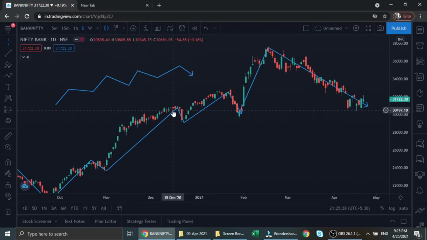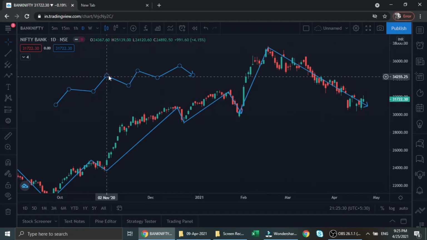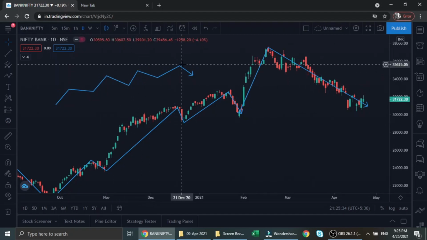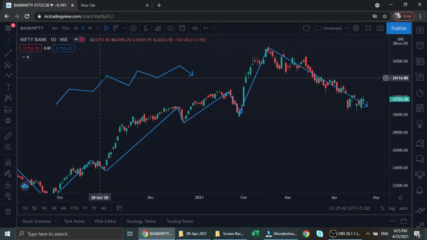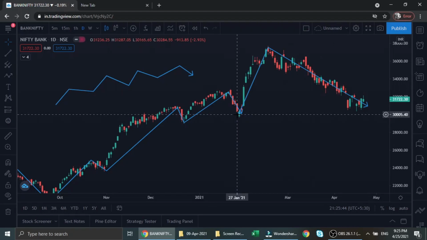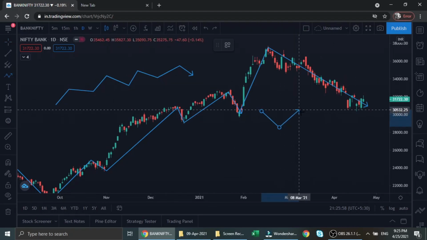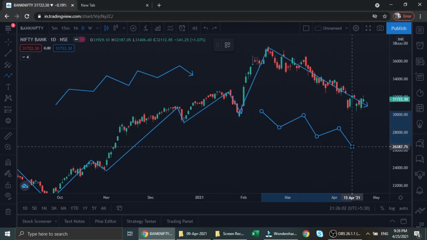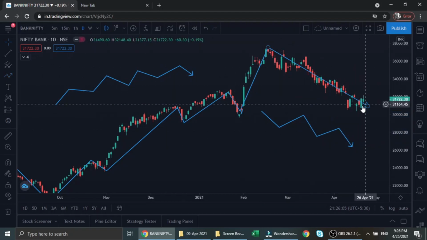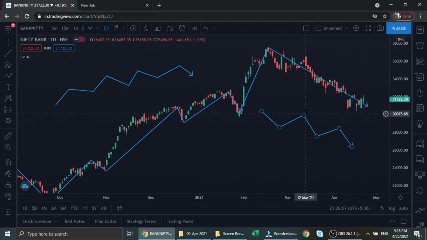This one swing itself is equal to higher highs and higher lows of the lower time frame. Every swing moves again with higher highs and higher lows. Again, this one swing moves with higher highs and higher lows. Again, this one swing moves with lower lows and lower highs. And this one swing moves again with lower lows and lower highs.